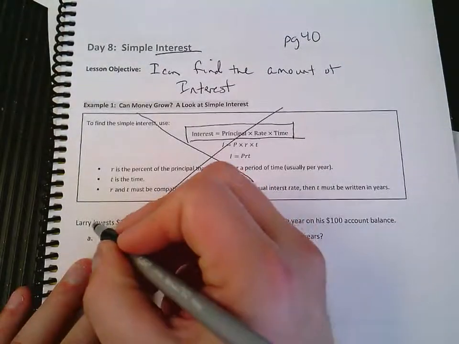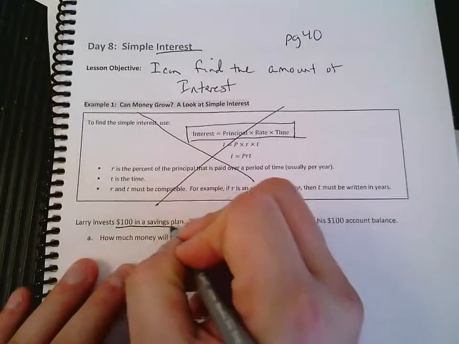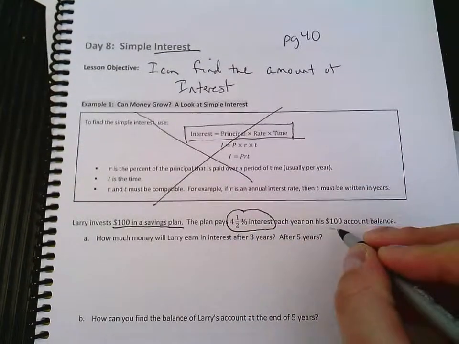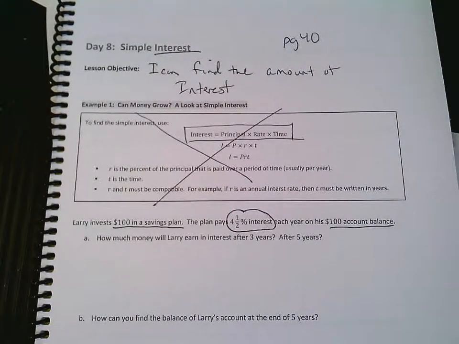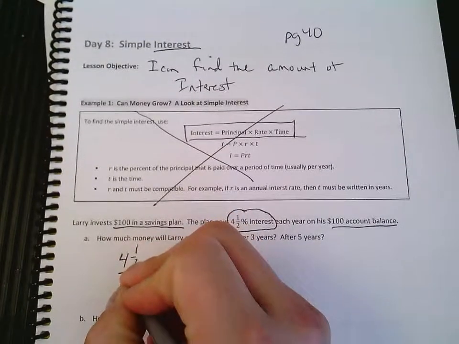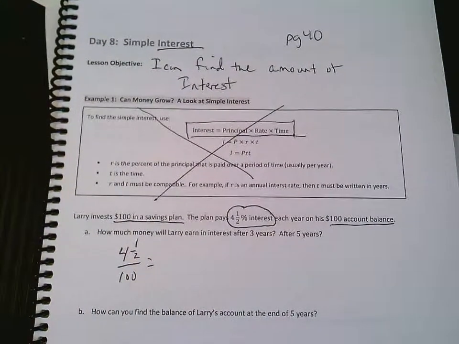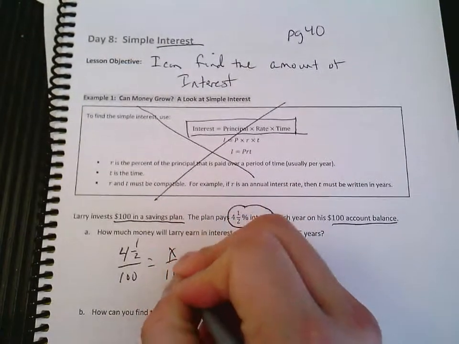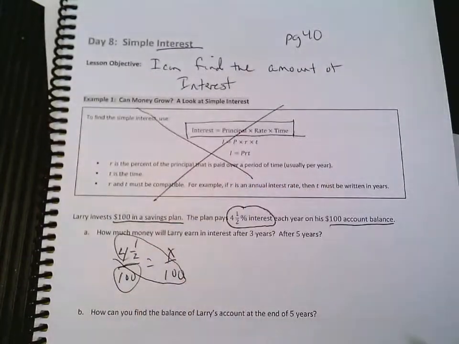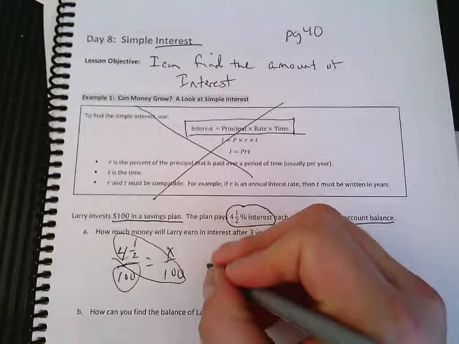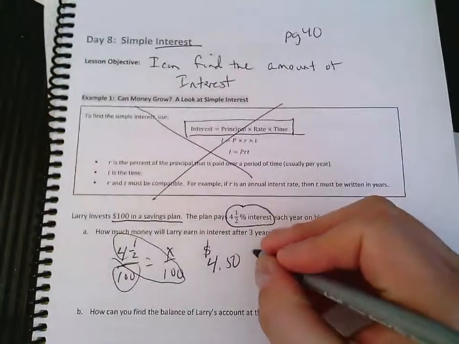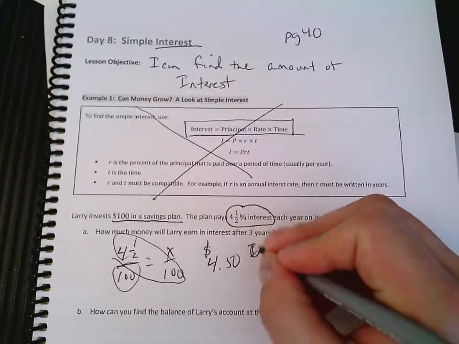All right. So Larry invests $100 in a savings plan. It pays 4.5% interest for each year. Just like all the percents we've done so far, your first step is to take 4.5 over 100 equals x over 100. Then you do your cross multiplying and divide by 100, and you get 4.50. So this $4.50 is the amount of interest, but that's for 1 year.